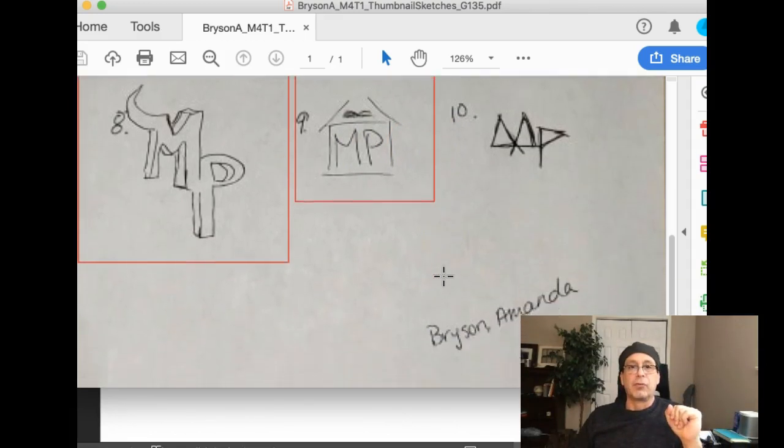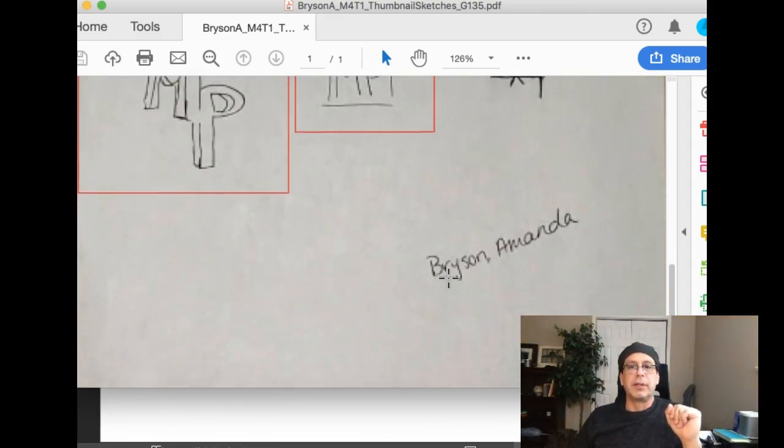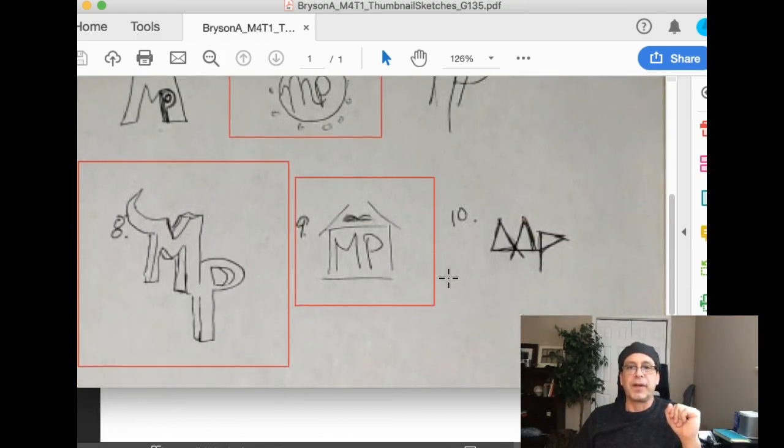Okay, so good job on your sketches. You got some really good ideas here. And please go ahead and choose the direction you feel to be the most effective in moving forward.